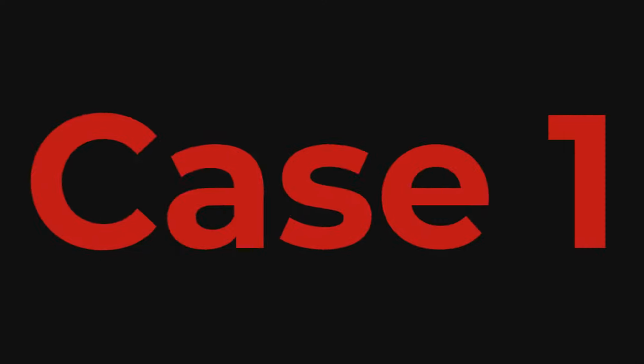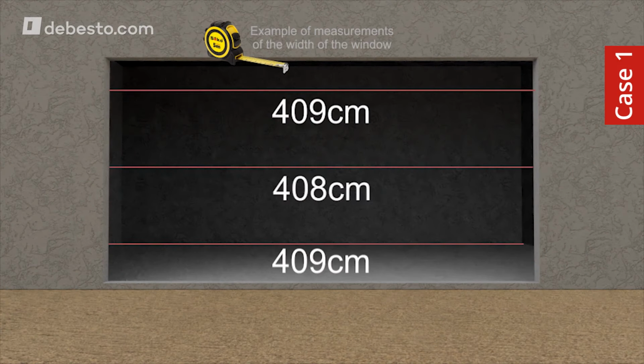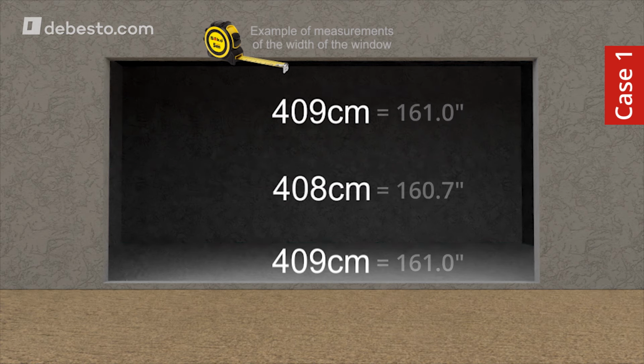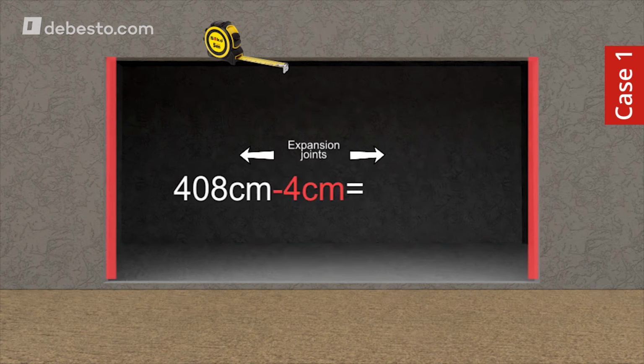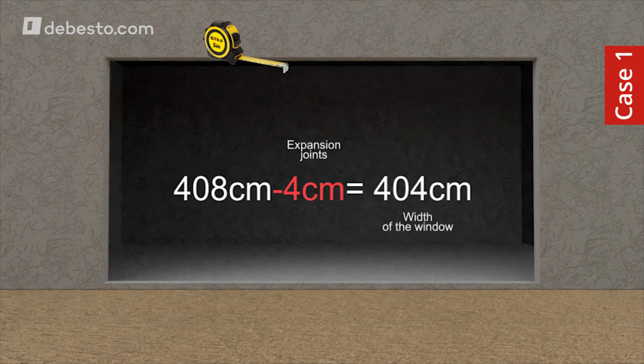In the first example, you should measure the width of the door opening from right to left and three heights and choose the smallest dimension. Subtract 2 cm from the left and 2 cm from the right. In this way, you have the width of the opening in the narrowest place minus 4 cm. Determining the height is a more difficult task. It all depends on the installation conditions.